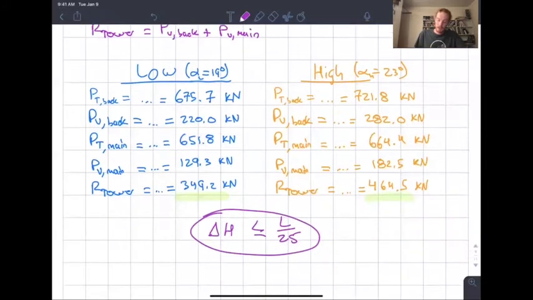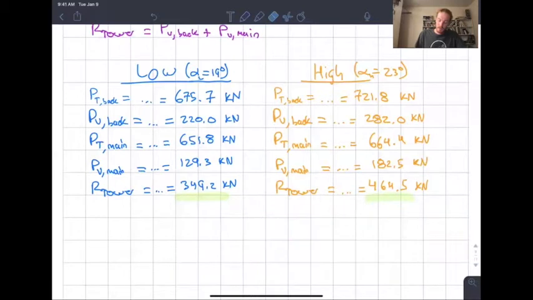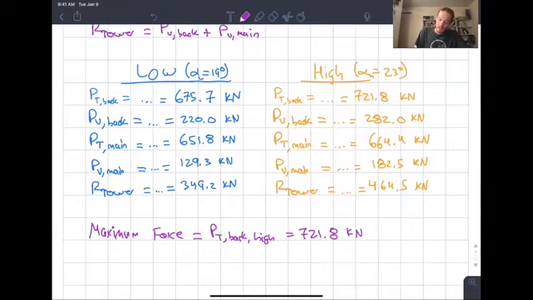So now let's identify what the maximum force in our bridge is and finish this question. So the maximum force, we look through all of it, it is equal to PT back on the high side, right? And it's equal to 721.8 kilonewtons. So you see that right there.